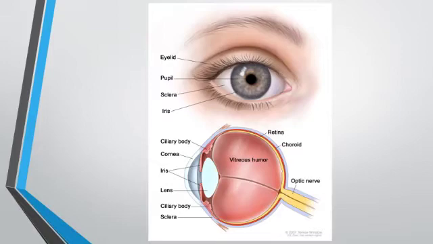In the first picture, the eyelid, pupil, sclera and iris are present. The second picture shows the internal structure of the eye. It has more parts like retina, optic nerve, iris, lens, ciliary body, sclera, etc. And we are going to study the functions of these parts of the eye one by one.